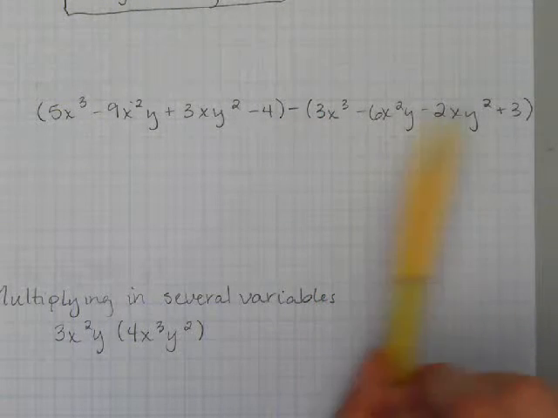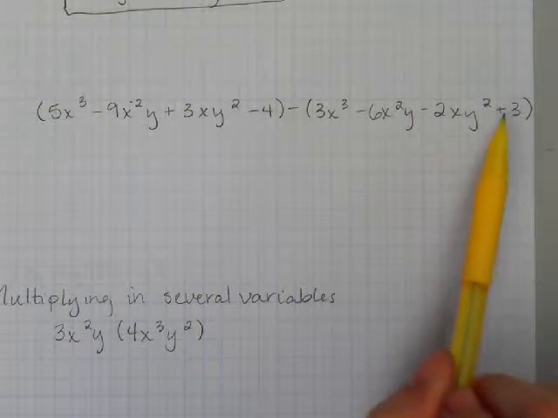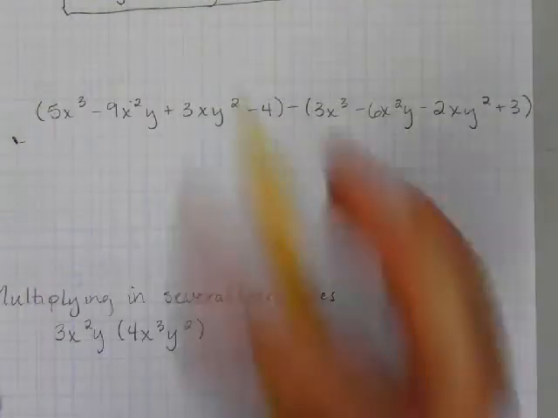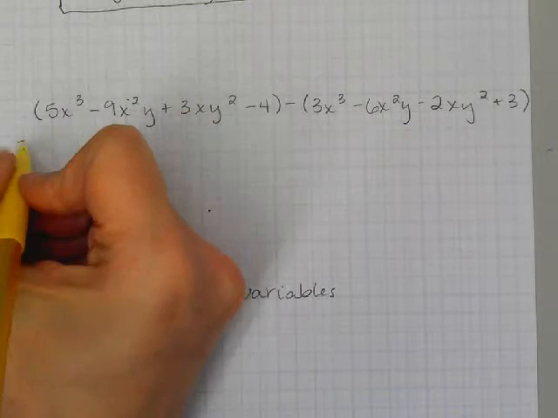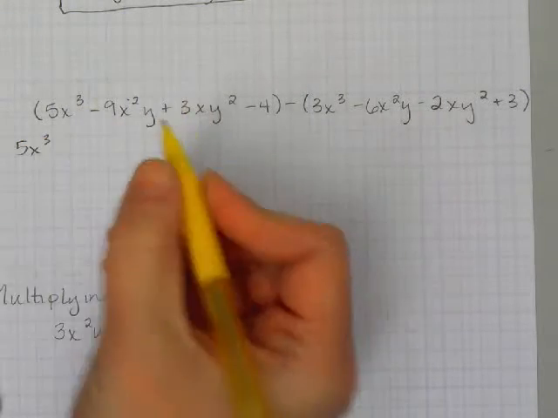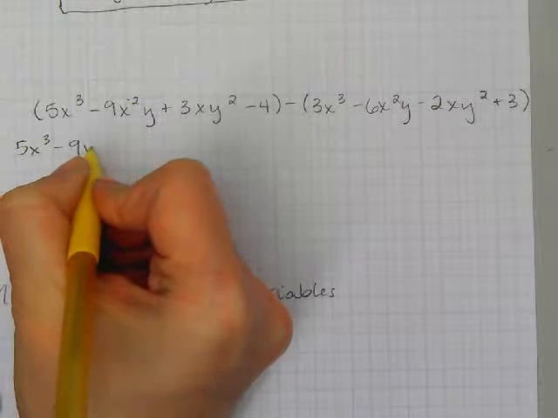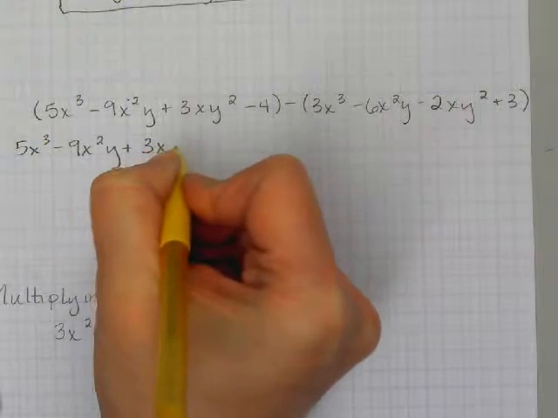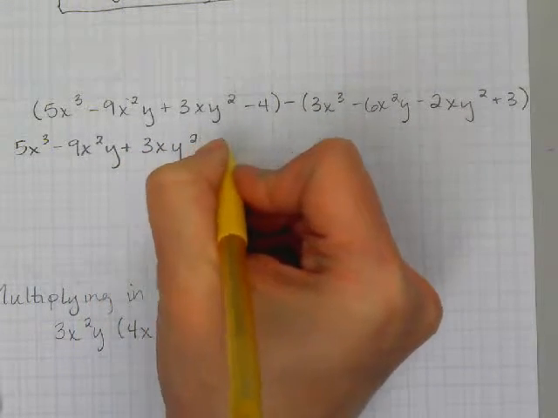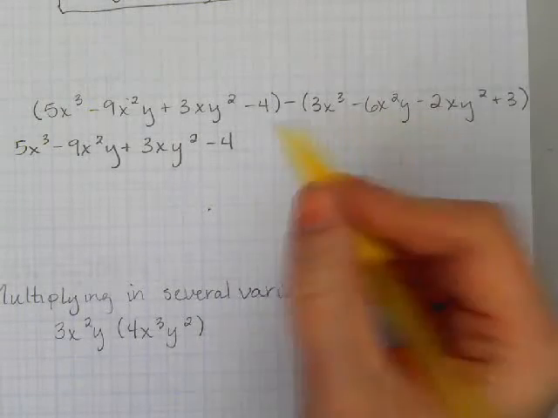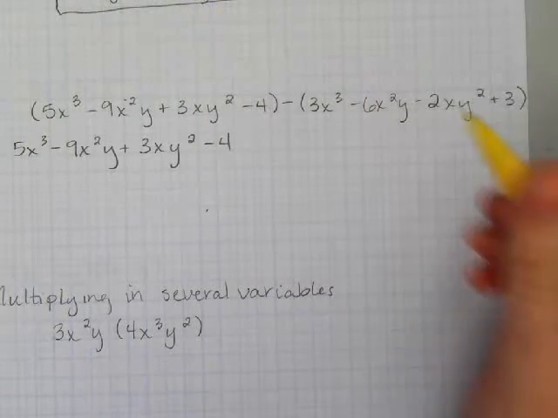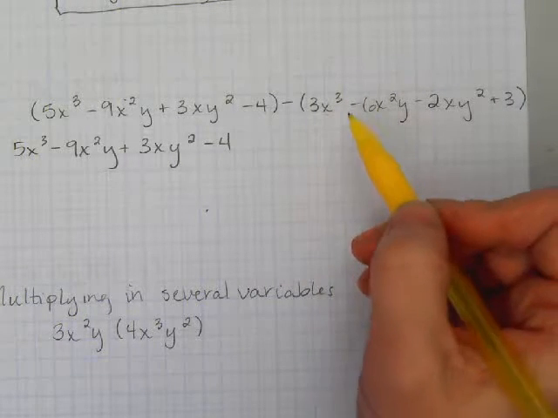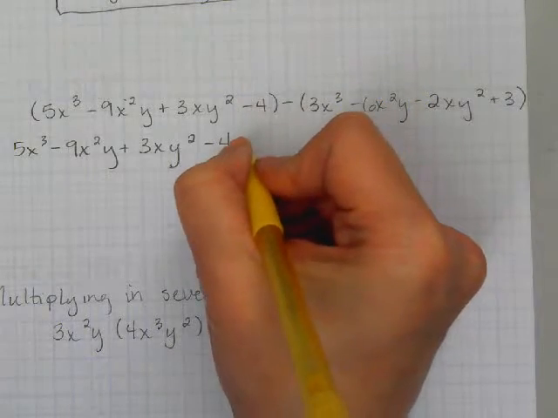3x to the third becomes what? Negative 3x to the third, or minus 3x to the third. Negative 6x squared y becomes what? Plus 6x squared y. So I've done this, I've done that. What happens to my negative xy squared? Becomes a positive 2xy squared. And what happens to my plus 3? Becomes minus 3.